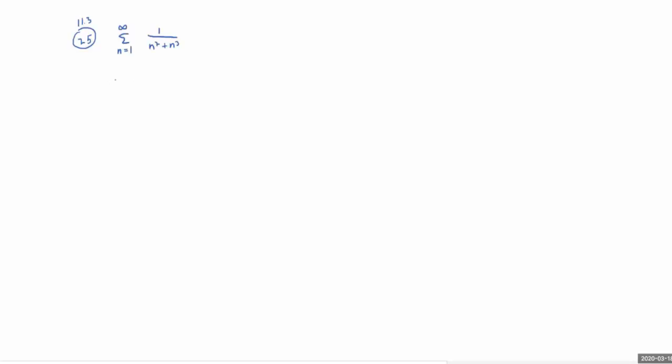You've got to check three things first. You got to make sure it's positive. So what's positive? Well, the related function f of x. Remember, the related function is 1 over x squared plus x cubed. You've got to make sure that it's positive and continuous and decreasing in order to use the integral test. So is that going to be an issue? No. It's positive, right? For x bigger than 1, it's positive.